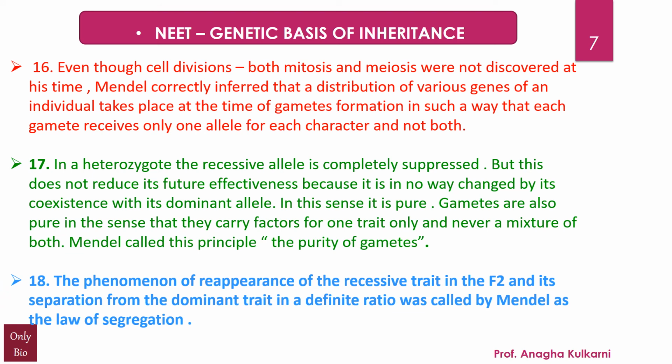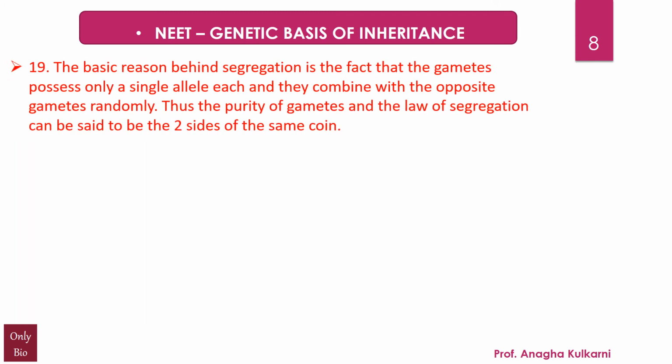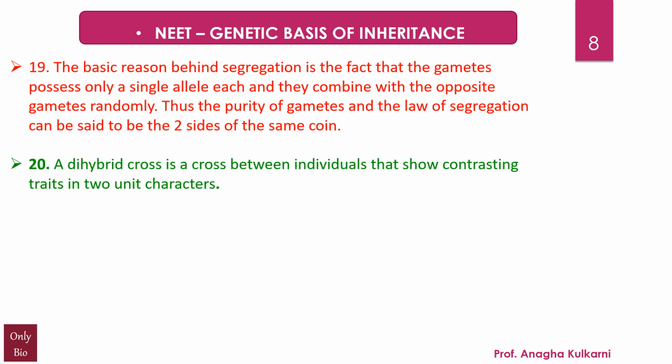Next, the phenomena of reappearance of the recessive trait in the F2 and its separation from the dominant trait in a definite ratio was called by Mendel as the law of segregation. Next, point number 19. The basic reason behind segregation is the fact that the gametes possess only a single allele each and they combine with the opposite gametes randomly. Thus, the purity of gametes and the law of segregation can be said to be the two sides of the same coin. Next, a dihybrid cross is a cross between individuals that show contrasting traits in two unit characters.